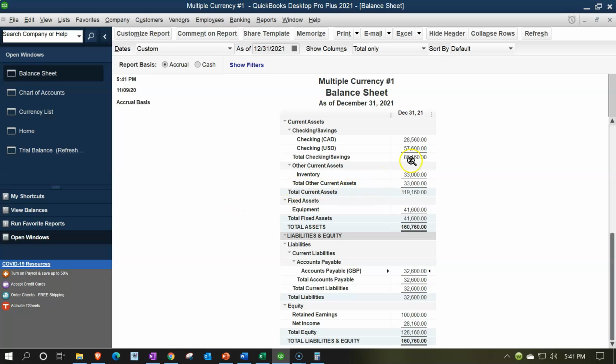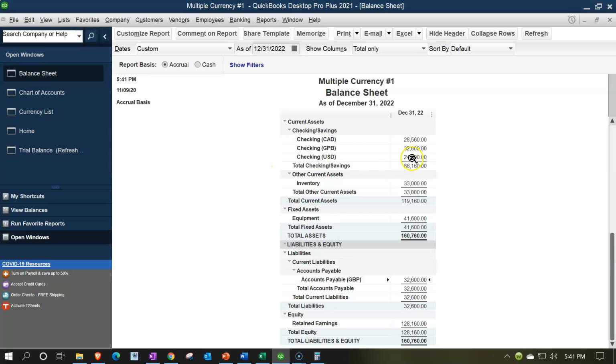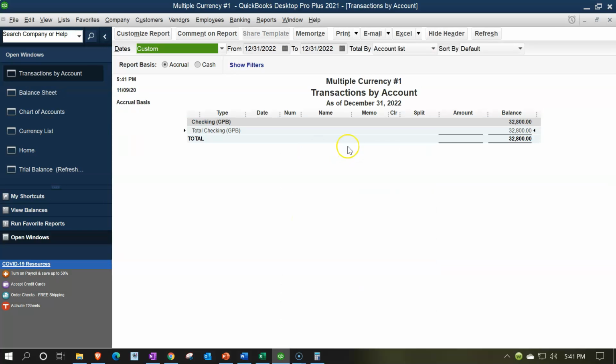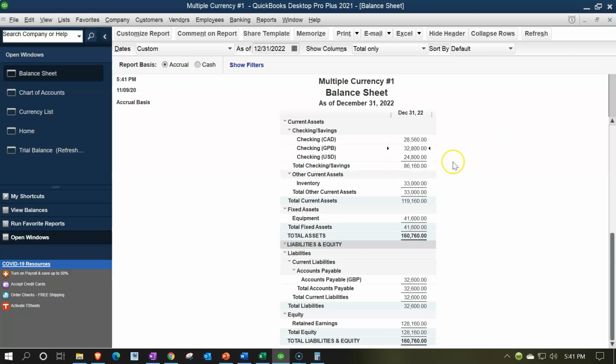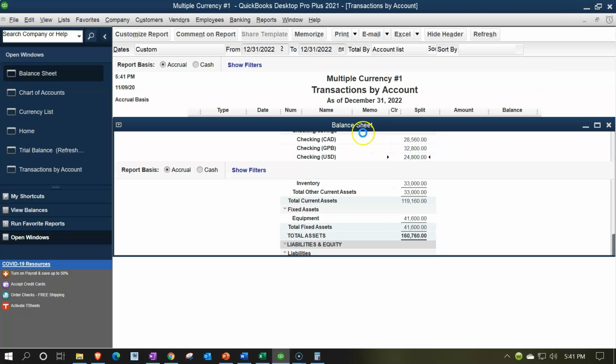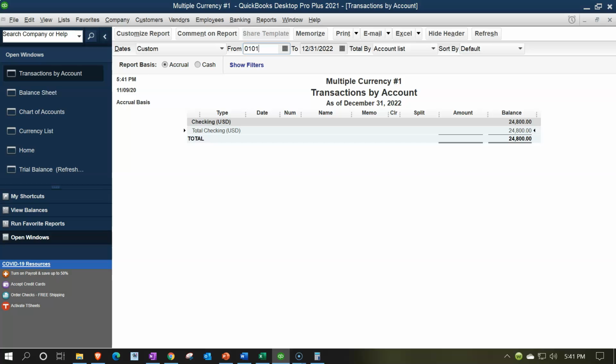And I'll go back up top. We're going to say now, if I refresh this thing, or I need to change the date. We're in 2022 now. So now here we have our GBP account. Double clicking on that, there's our transfer that took place. Let's make this 010122. There's our transfer item there. And of course, it came out of the checking account in US dollars. So let's do that same thing. 010122. And there's our transfer here. So I'm going to close this back out.